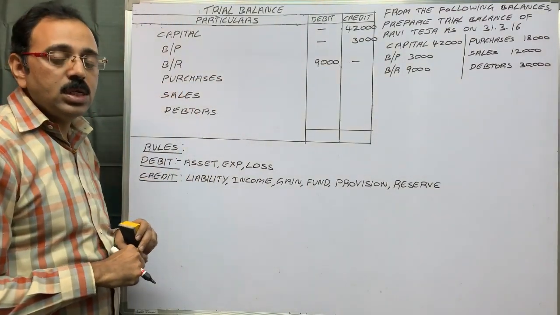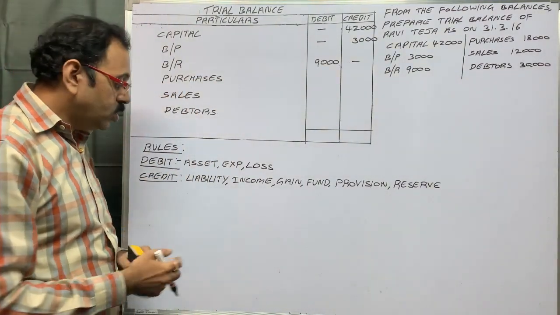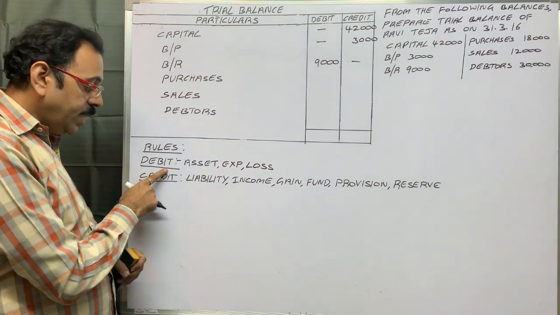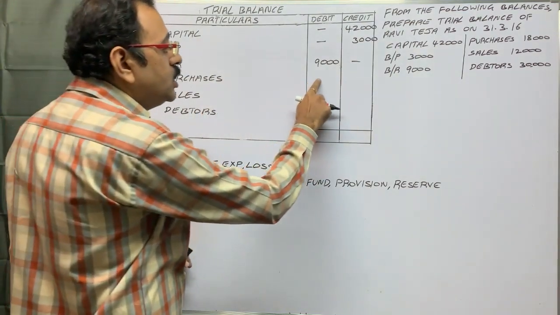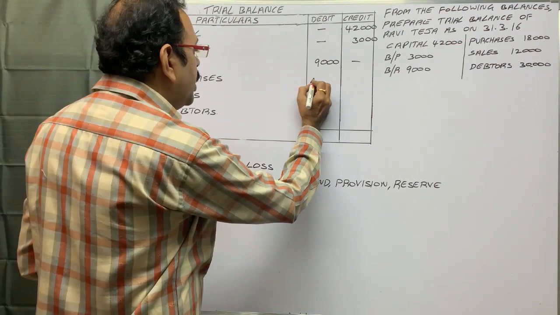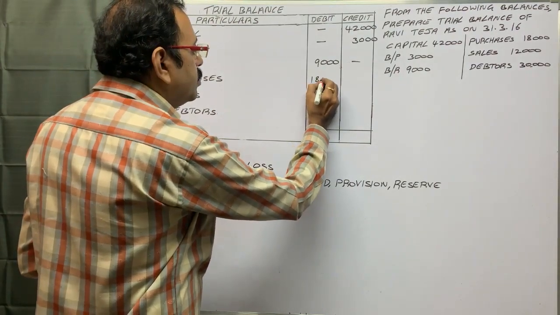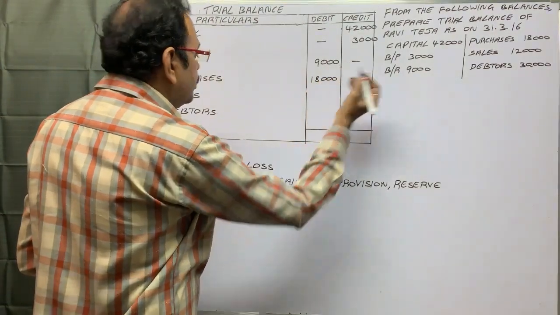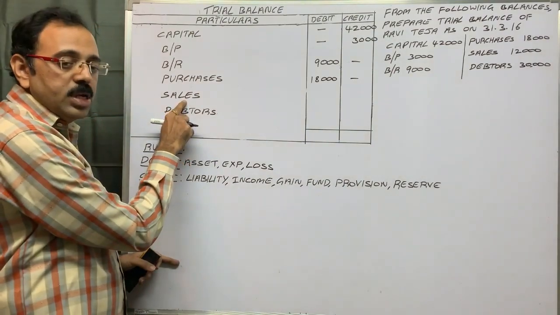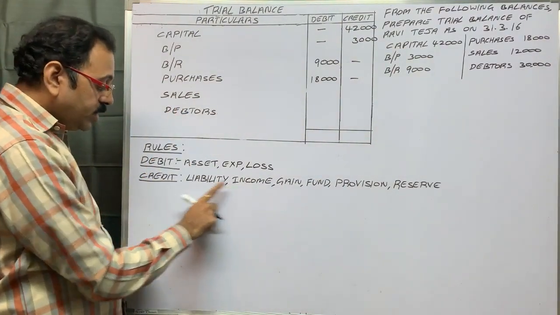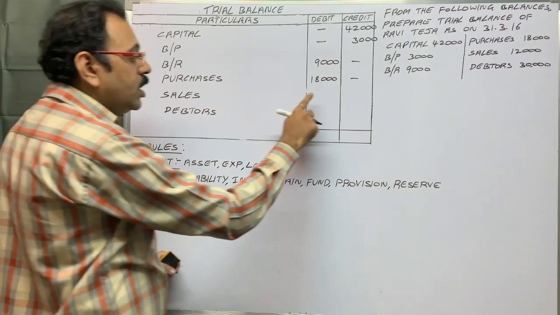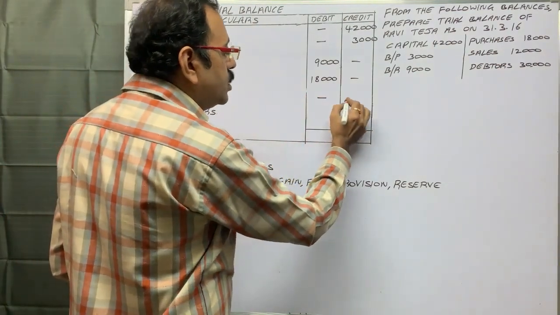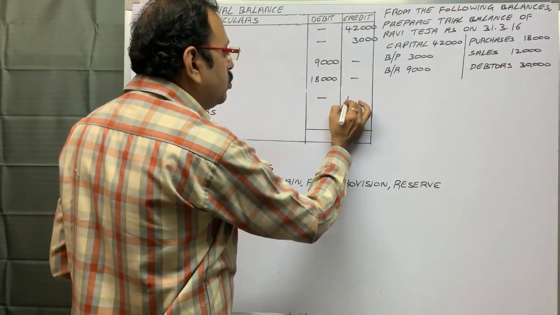Purchases. Purchases come under expenditure. So all expenses we should write in debit column. So purchase amount in debit. Sales is an income. Income comes in credit column. Income amount in credit. 12,000 rupees.